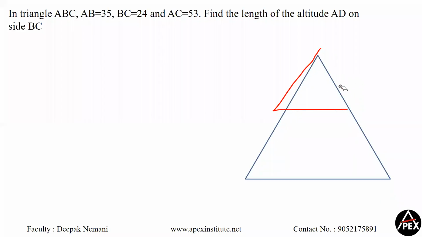So we already have it. So we have a triangle ABC here. Let this be A, let this be B, let this be C. So AB is 35. So this length is 35, BC is 24, and AC is 53. Now find the length of altitude AD on side BC.